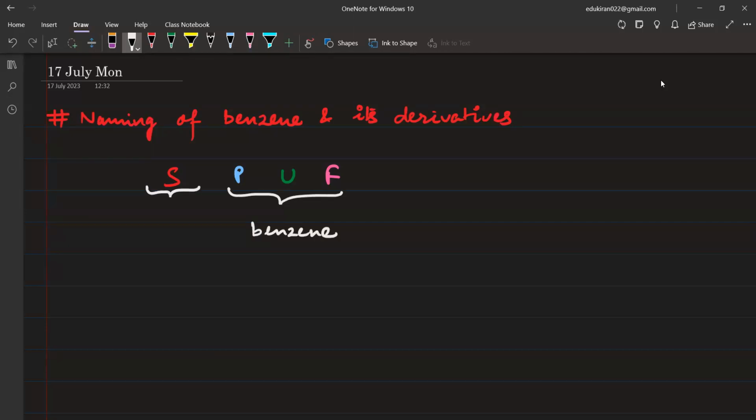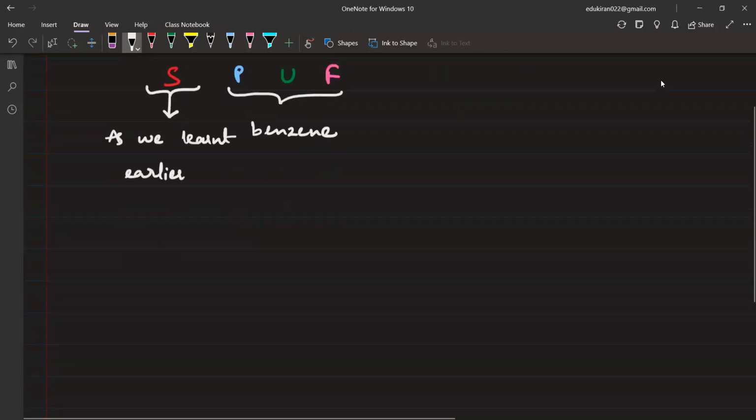And if you talk about the substituent, whatever we have done, the same way we have to do the substituent, as we learned earlier. Slowly we'll add on some complexities here, but the general rule is substituent and then the parent, that is benzene.